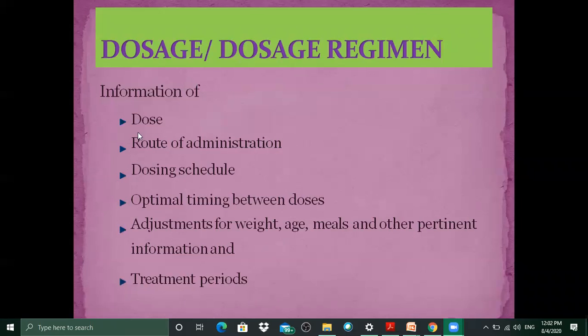So information of dose, route of administration, dosing schedule, optimal timing between the doses, adjustment for weight, age, meals, and other pertinent information, and treatment period. So all this dosage, या फिर कैसे administer करोगे या फिर dosage regime क्या रहेगा, in the sense I have to administer the drug twice a day. For that also, what should be your schedule? How exactly you will administer the drug? What should be the time gap between the two doses?